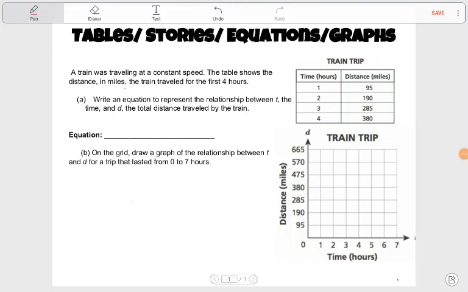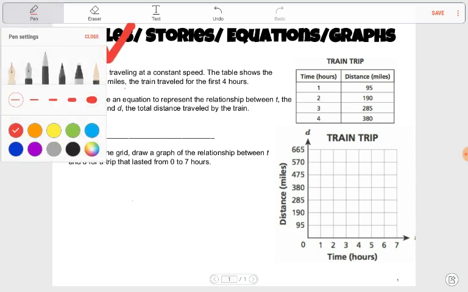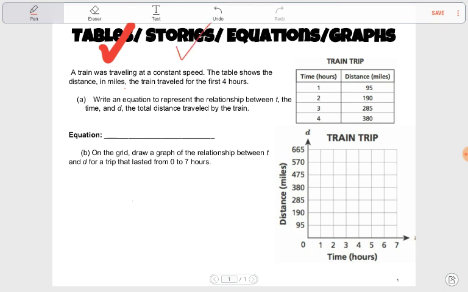Hey guys, in this video we are translating between tables, stories, equations, and graphs. The story reads, a train was traveling at a constant speed. The table shows the distance in miles the train traveled for the first 4 hours. So we have a table. All right. We also kind of have a story, a little bit.